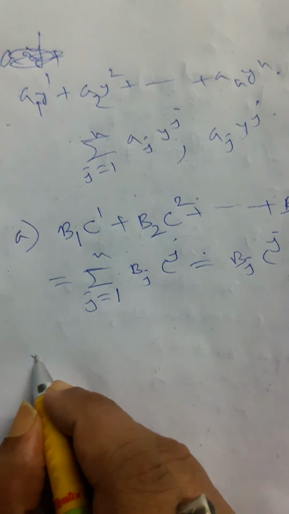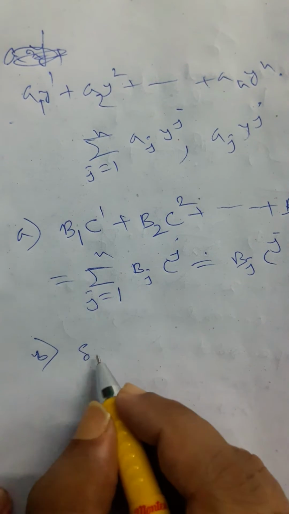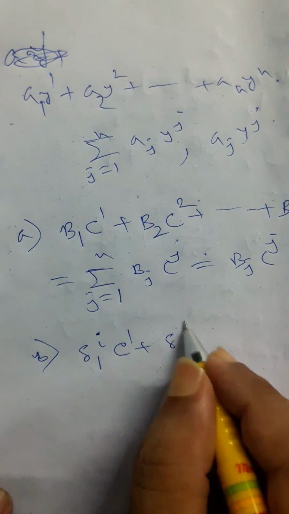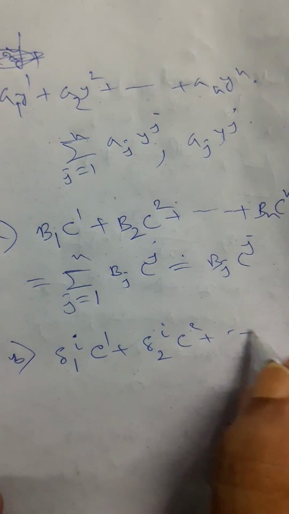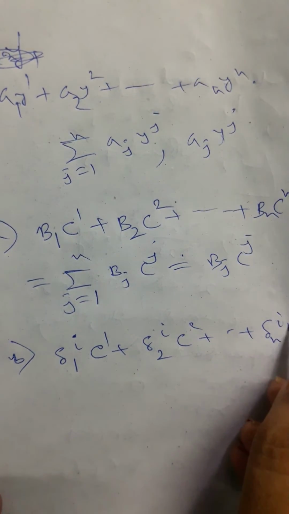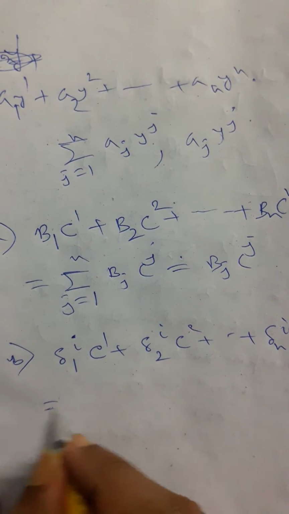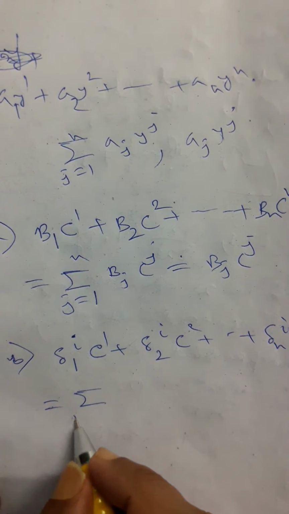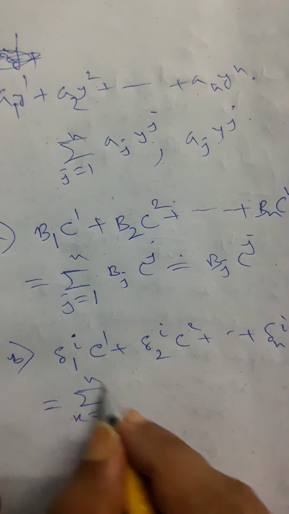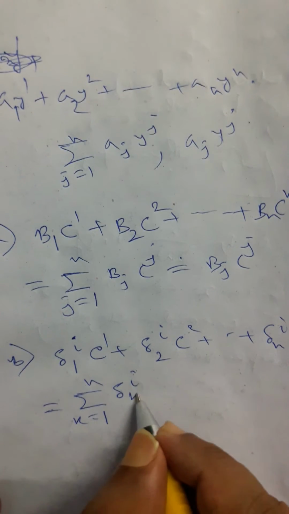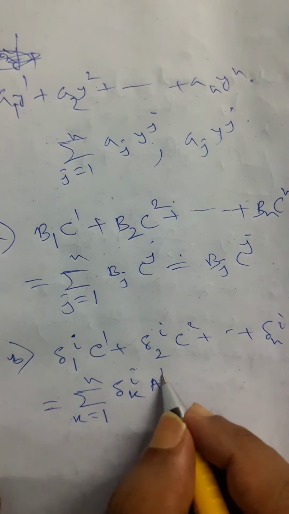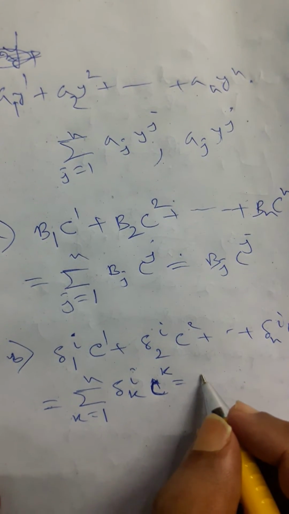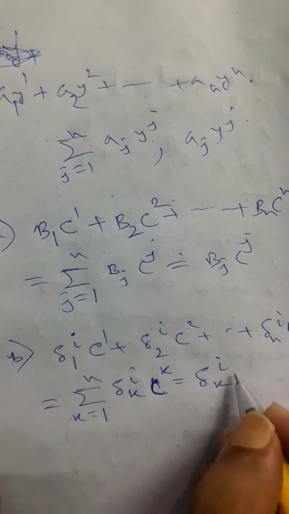Now for the next part, if we write delta i1 c1 plus delta i2 c2 up to delta in cn, that will be simply written as the sum for k equals 1 up to n of delta ik ck, or simply it will be written as delta ik ck.